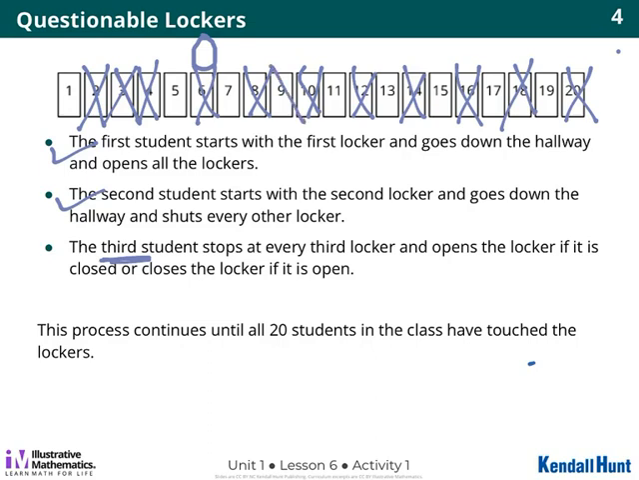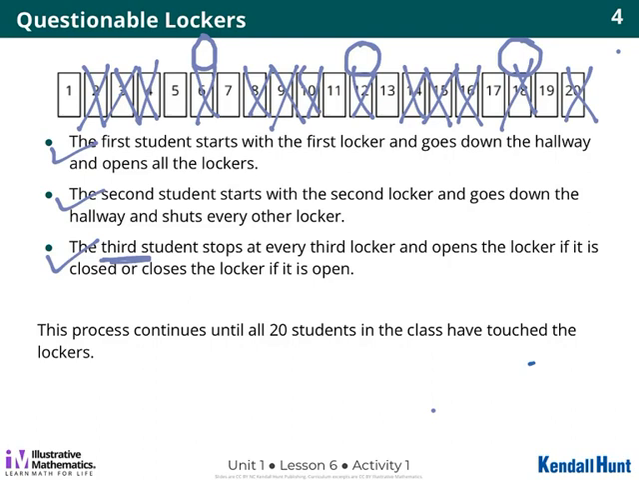9 is closed, right? Then what? 12. We got to open 12 back up. Then what? 15. We're going to close 15. Then what? 18. I'm going to put an O above it to show it's open. Is that it for 3s? Yeah. Sure is.